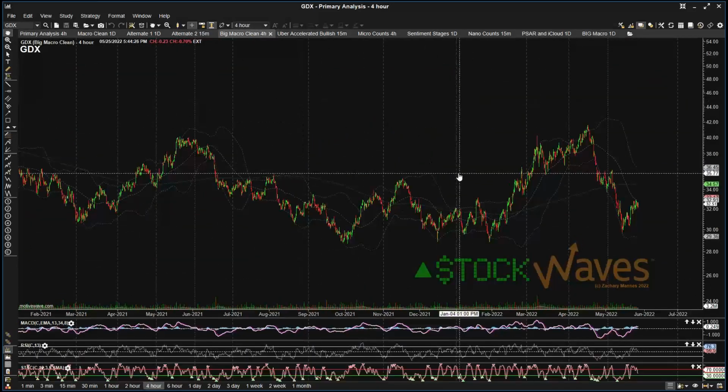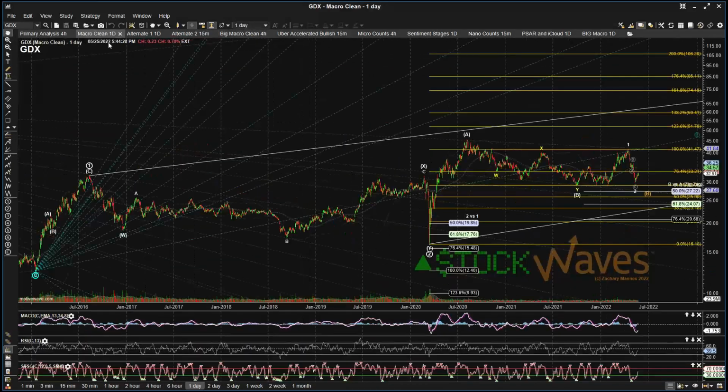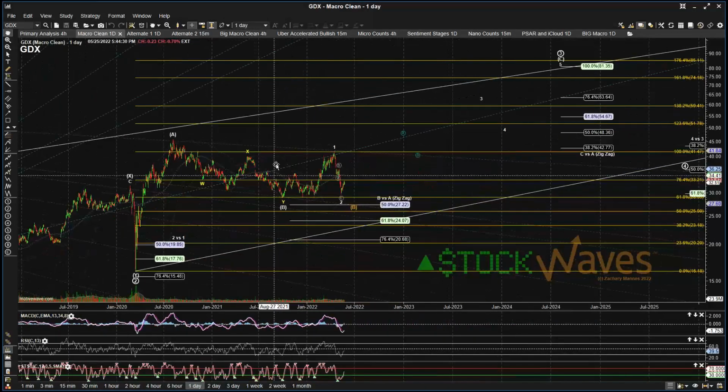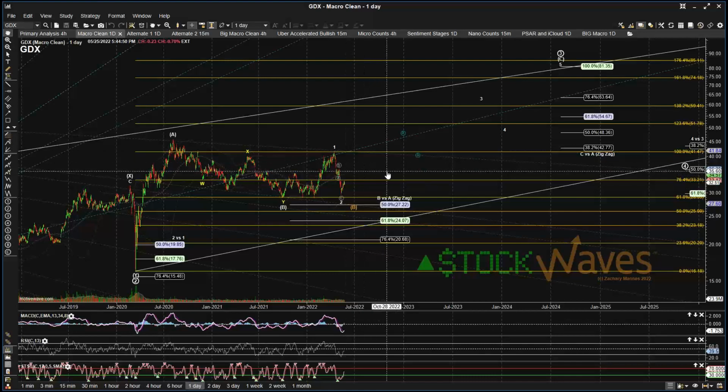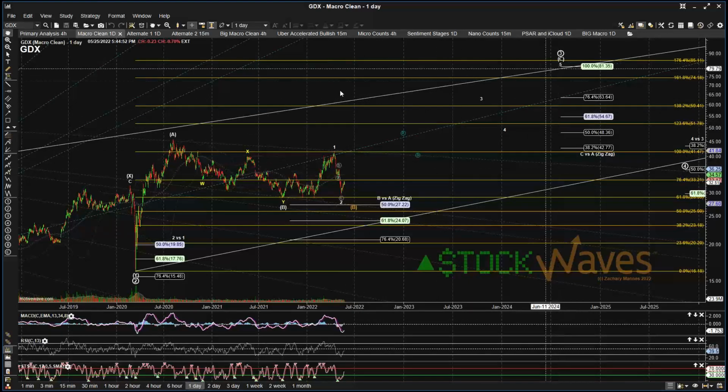At the larger degree in GDX, I'm looking for a parentheses C wave of the primary wave 3 in a larger diagonal. If this is still wave 1 and wave 2, then we should get ABC up for the third, and then a fourth and a fifth. If this was an alt low for the B wave, even if it doesn't make a lower low, then we can just restart wave 1, 2, 3, 4, 5.